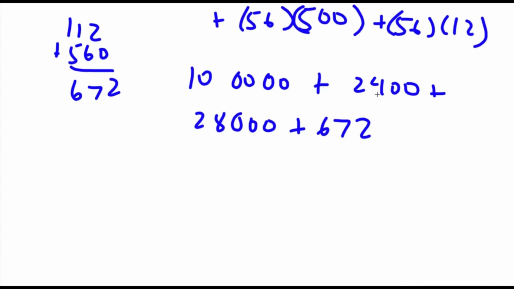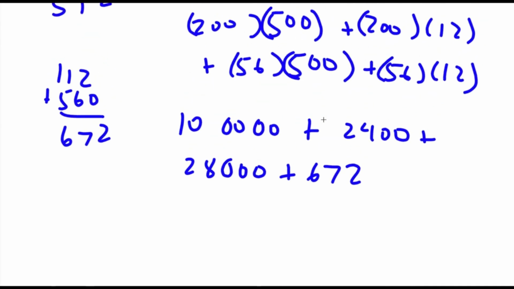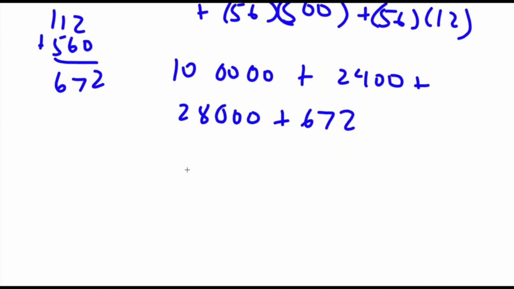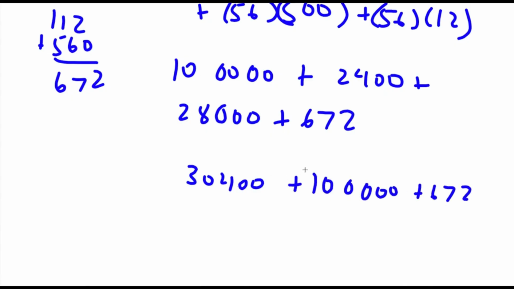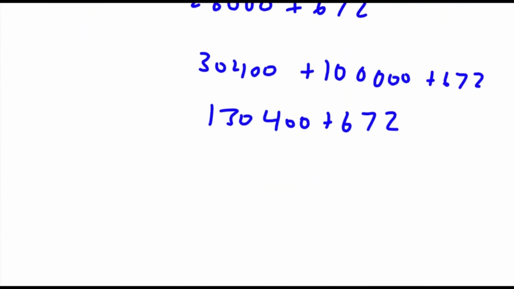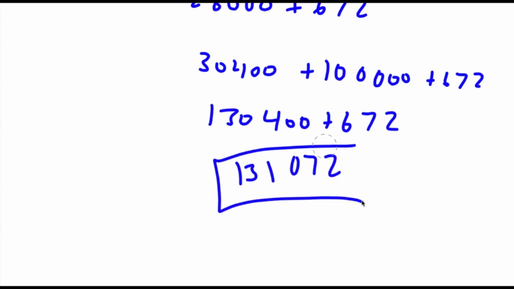Now to add these up, first off, 2400 plus 28,000, that is going to be 30,400, plus we still have 100,000. 100,000 plus 30,400 is 130,400 plus 672, and this is going to be 131,072. So that is our answer.